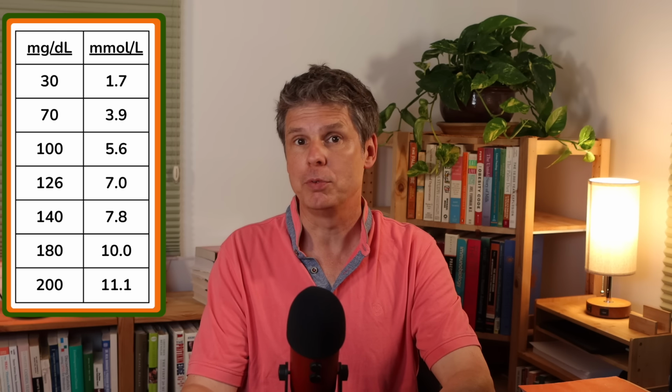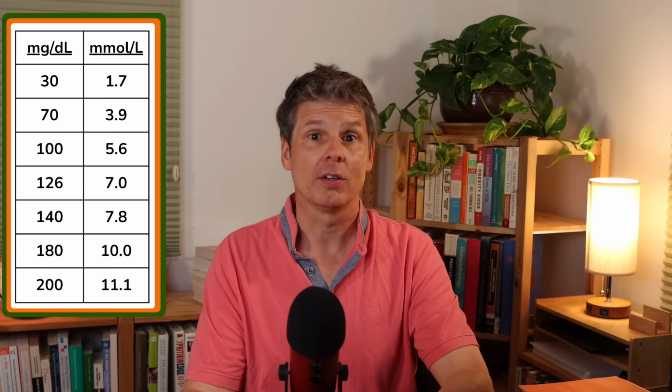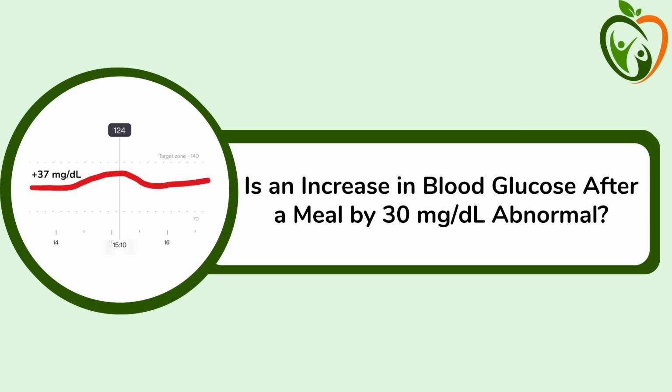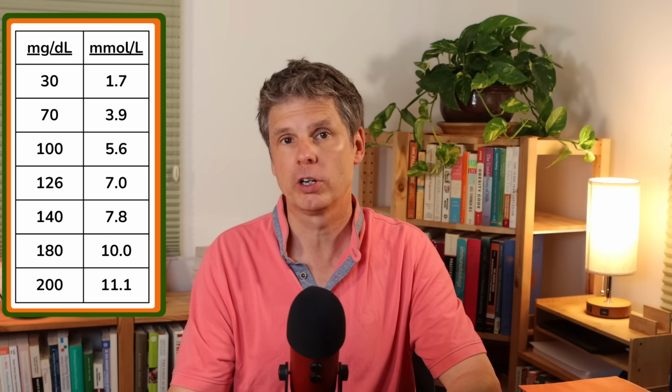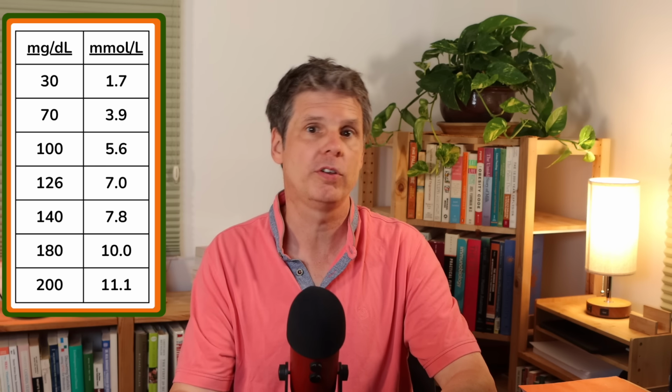Is an increase in blood sugar by 30 milligrams per deciliter indeed abnormal, meaning it is not part of normal physiology? And is it dangerous? That is, do we have evidence to suggest that such a blood sugar spike is harmful to our health in some way? Is an increase in blood sugar after a meal by 30 milligrams per deciliter abnormal? Well, let's just review the blood sugar data of normal, healthy people as they live their normal lives. I have reviewed a number of studies in which researchers equipped such healthy people with a CGM.